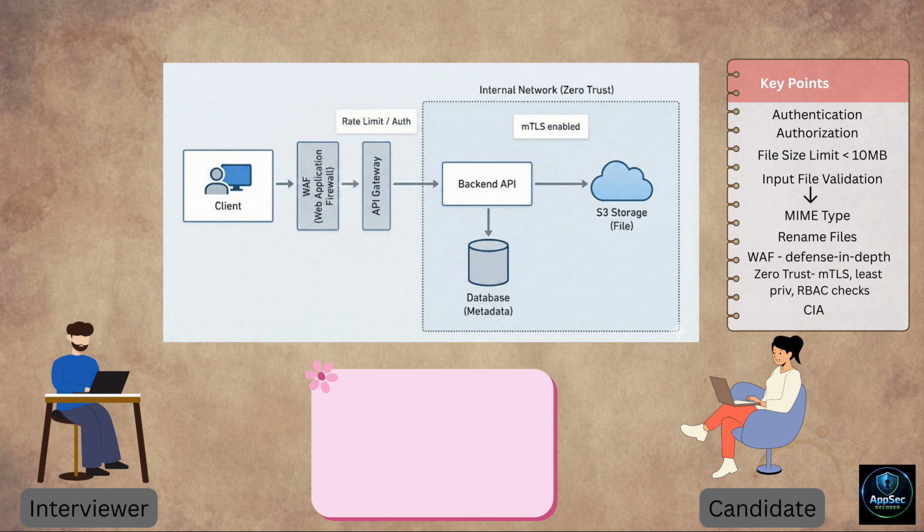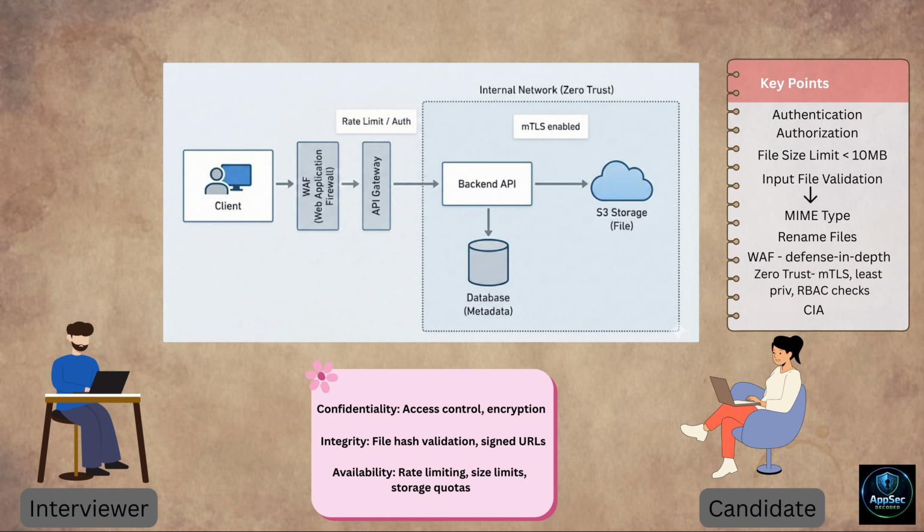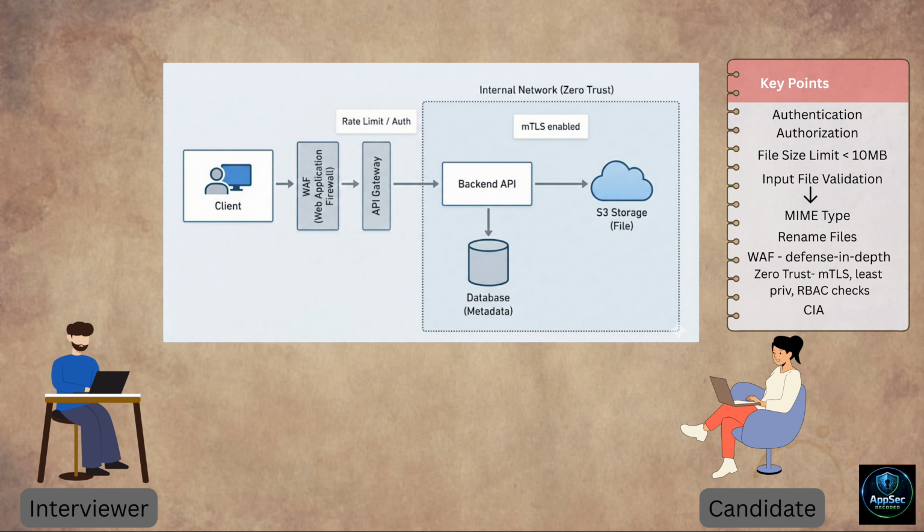Okay, and how does your design satisfy the CIA Triad? It's actually built in. For confidentiality, we have encryption at rest and in transit via TLS. For integrity, I'll store a file hash, MD5 or SHA-256, in the DB. When a user downloads the file, we recalculate the hash to ensure it wasn't swapped or corrupted. For availability, by using S3 instead of local disk, we ensure the app scales and stays up even if one server fails.